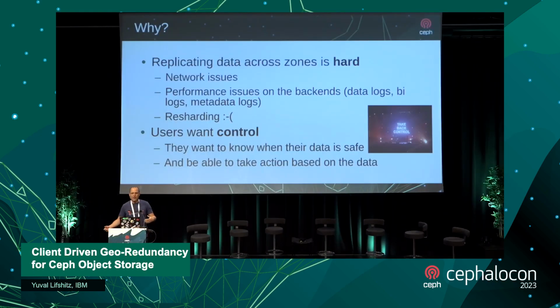The whole idea about geo-replication, geo-redundancy is that you have two separate sites in two different geographies, so networking issues, performance issues with the backend, with the BI logs, with the data logs, or the communication between the clusters. Other things that can cause problems are dynamic resharding, and other issues that you might be aware of better than I even. One thing that is missing is to give control to the users.